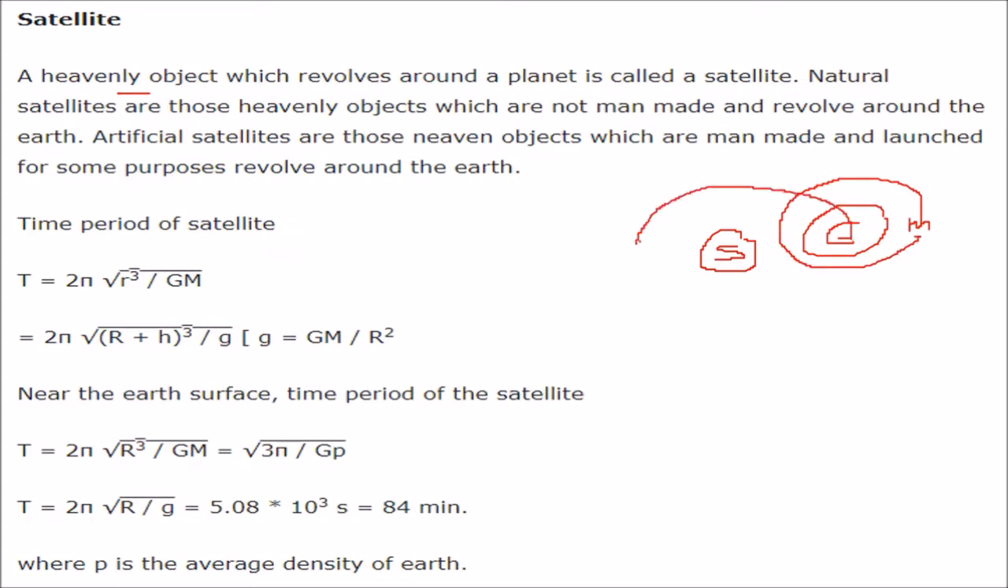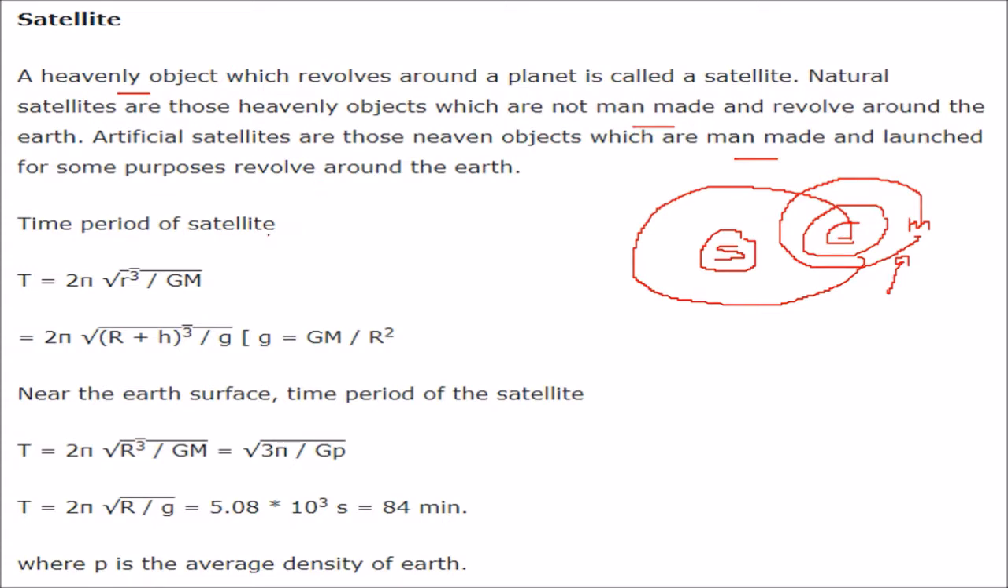Earth goes around the Sun. Natural satellites are those heavenly objects which are not man-made. We haven't made them. They revolve around the Earth like this. But artificial satellites are those objects which are man-made and they are launched for a certain purpose, say Earth observation, SAR (synthetic aperture radar), various other aspects, say, to communicate.